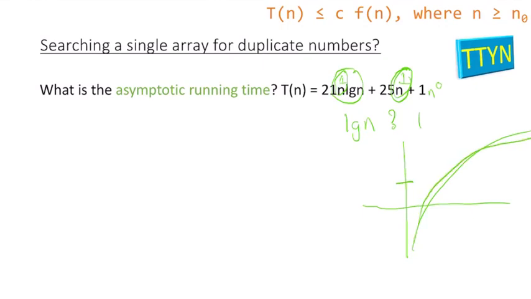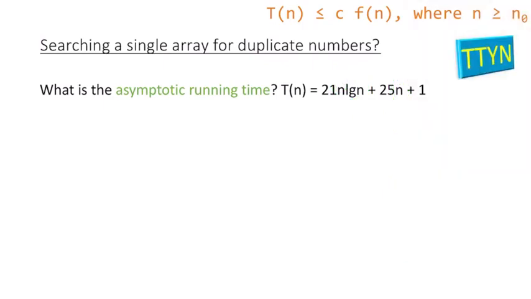The point is, here's 1, and for certain values of n, log n will be greater than 1. And since we care about large values of n, log n will be greater than n. So our highest order term is n log n, so we're going to take the guess here that this thing is big O of n log n.